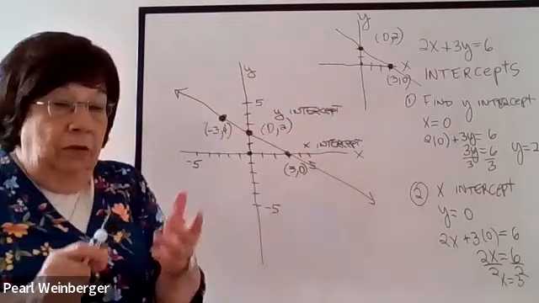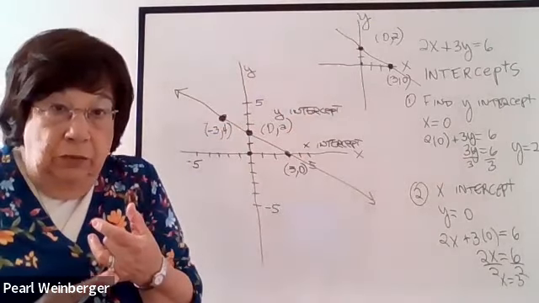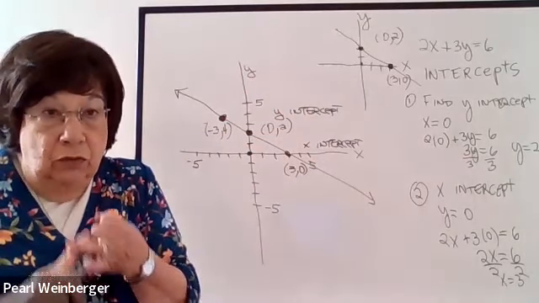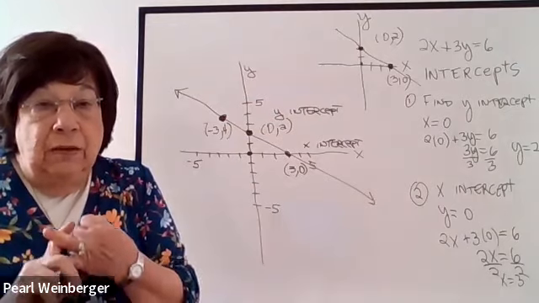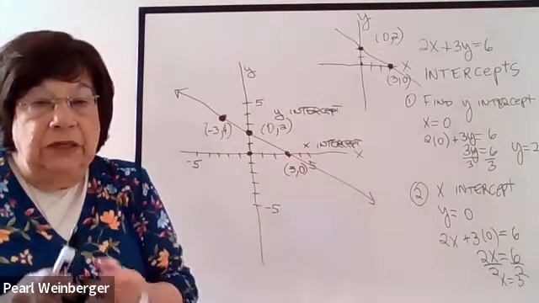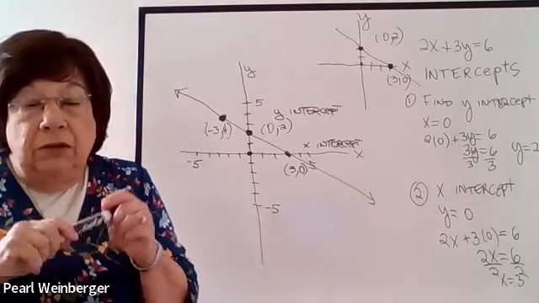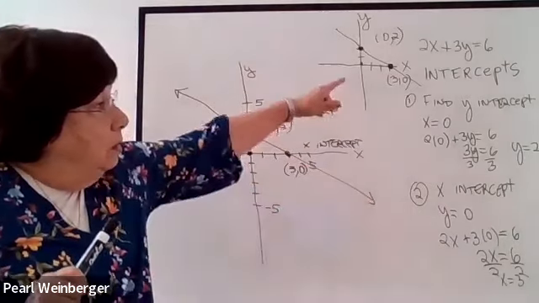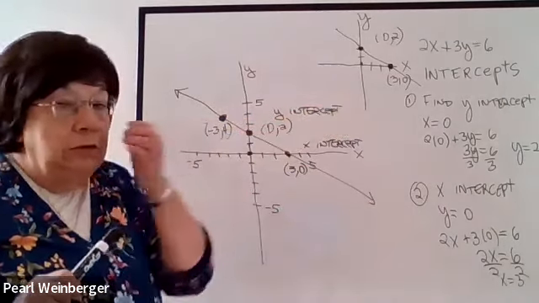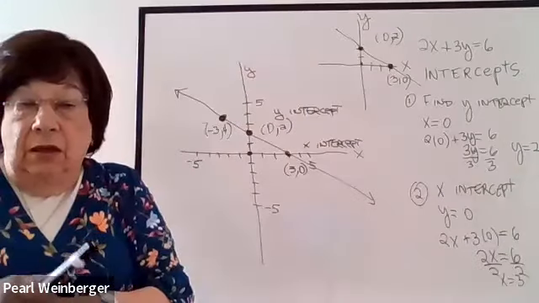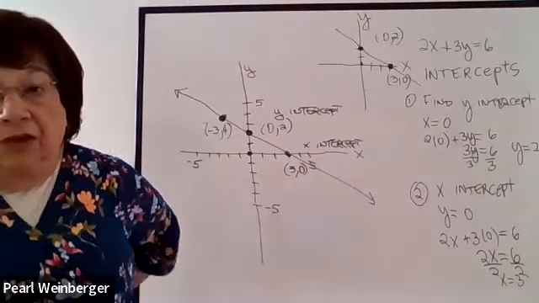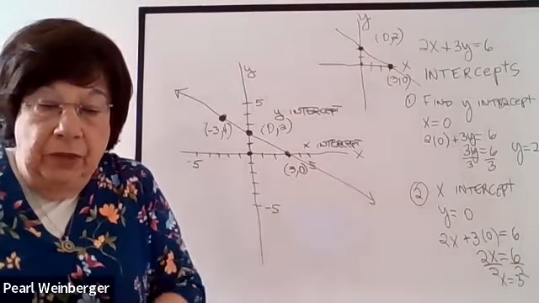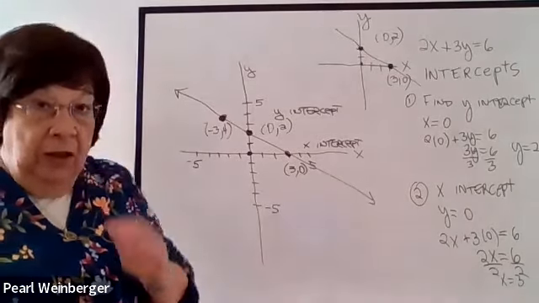So method number 1 was plot points. Method number 2, which I think was a little bit more efficient, was to find the specific points that are the x and y intercepts, because those are the easy points to find. To find your x-intercept, you put your y to 0. To find your y-intercept, you put your x equal to 0. It's one method of finding the line, given the equation.